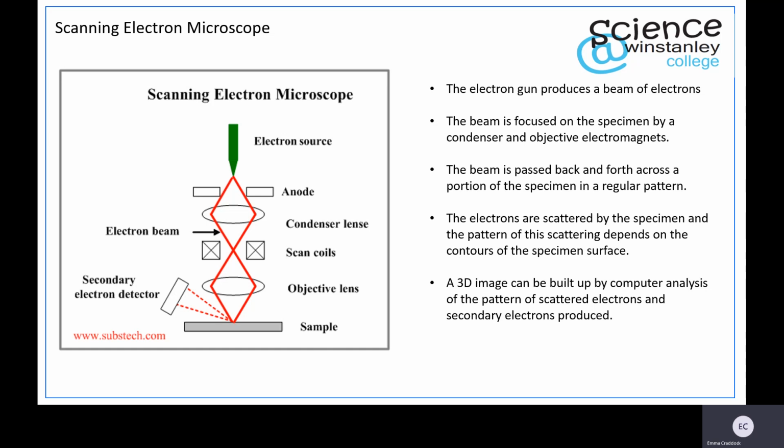And secondary electrons are electrons that are from atoms inside the sample, and these have jumped out of the sample because they have been excited and ionized, and they are also detected.